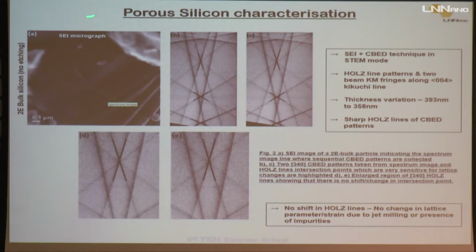And so this is my secondary electron image. I operated the machine in scanning TEM mode, and I acquired the CBD patterns. It's much simpler obtaining the CBD patterns in STEM mode, because I have better control of the probe in STEM mode compared to TEM mode. So I operated the machine in scanning TEM mode, drew a spectrum image line, and acquired a series of images along that line.